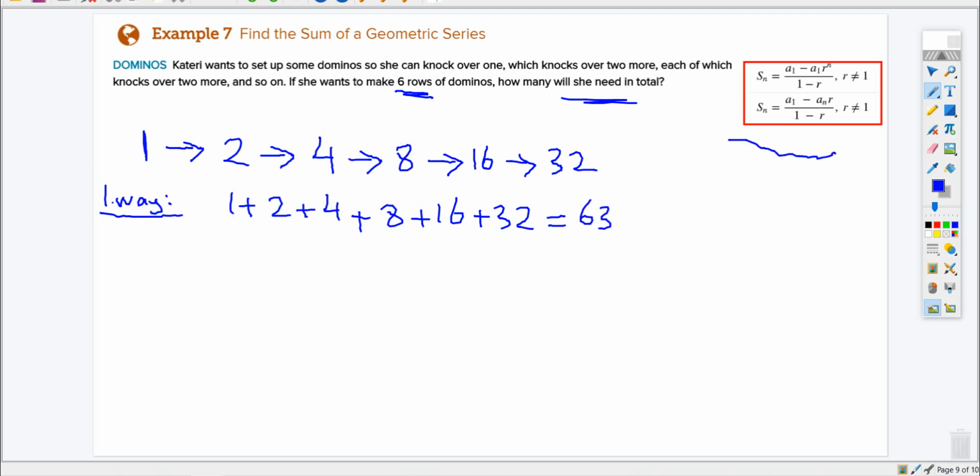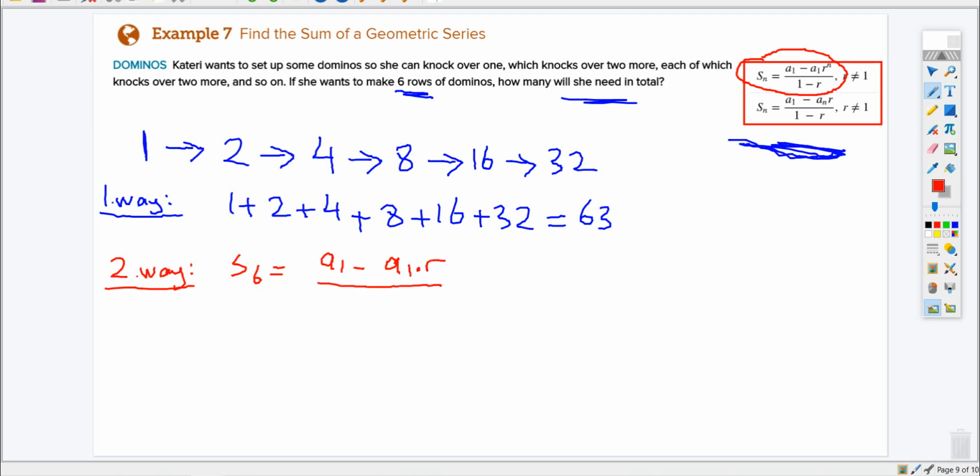But let's see, we are using the formula here. I'm going to call it the second way, with the red color. We will mostly use this formula here. Since I have 6 rows, I will say n is 6. S6 is a1 minus a1 times r to the power n, over 1 minus r. Of course there is an n here, that's a 6, as we said, S6.